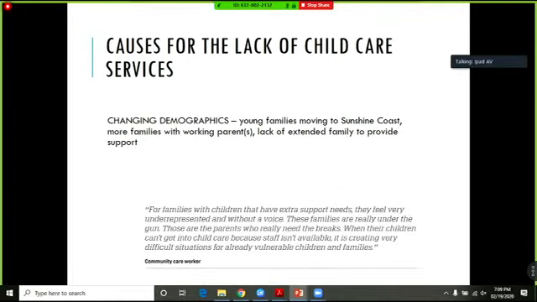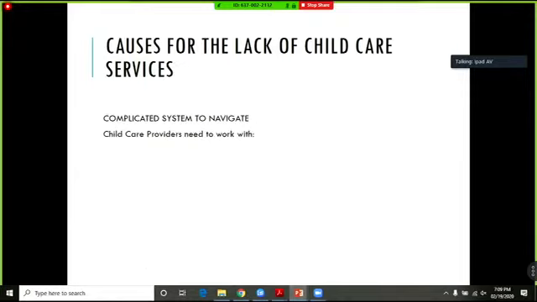The changing demographics: we're seeing more and more families with 2 parents who are working, so they really need to have childcare at a younger age for their children. There's also a lack of extended family to provide childcare, and there was historically a move of younger families to the Sunshine Coast. It's also a very complicated system to navigate.